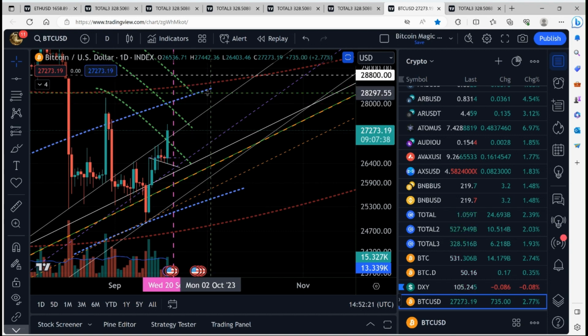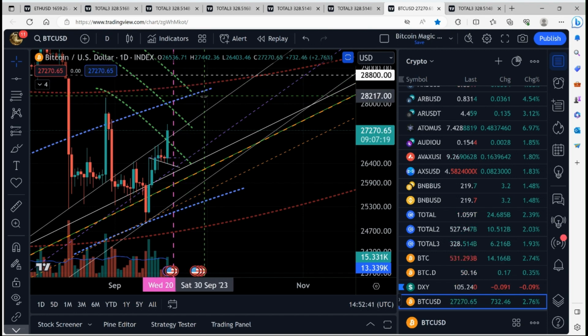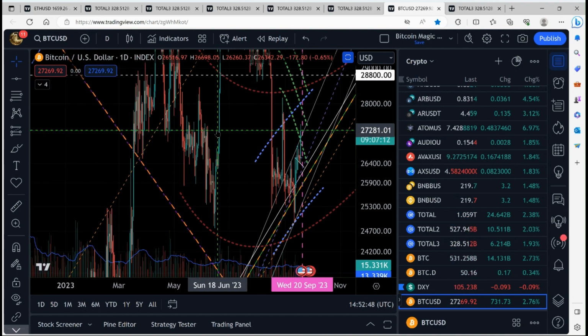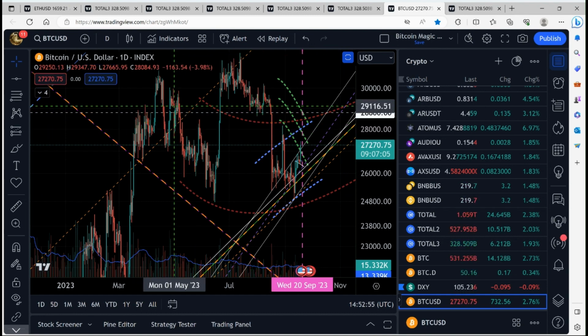Now, I'll have to see what happens once we get up here to around 28.2 to 28.8, because there we will have the top of the 5-day, the top of the daily, and the top of the weekly Gaussian channel, all really, really tight, as well as the 28.8 resistance line, which has been major resistance and support in the past, as you can see here and in here.